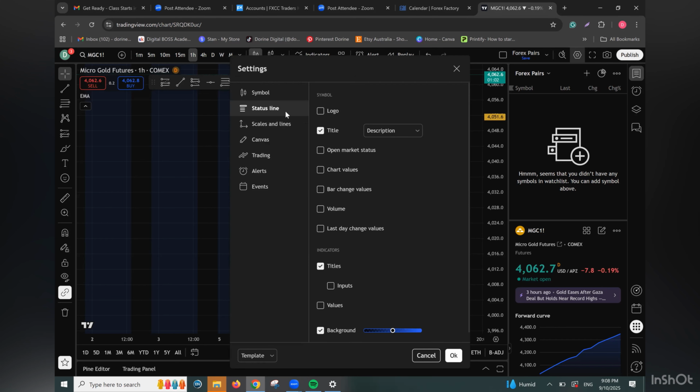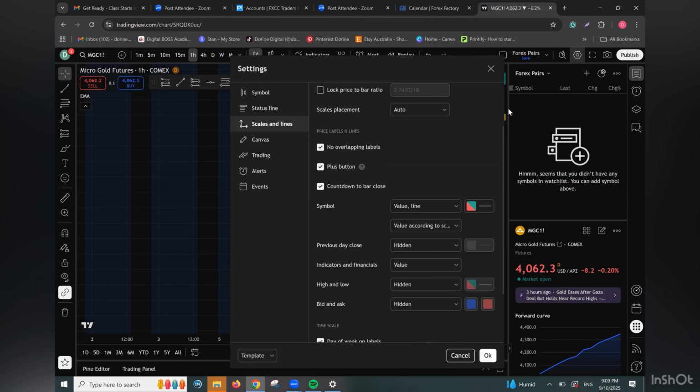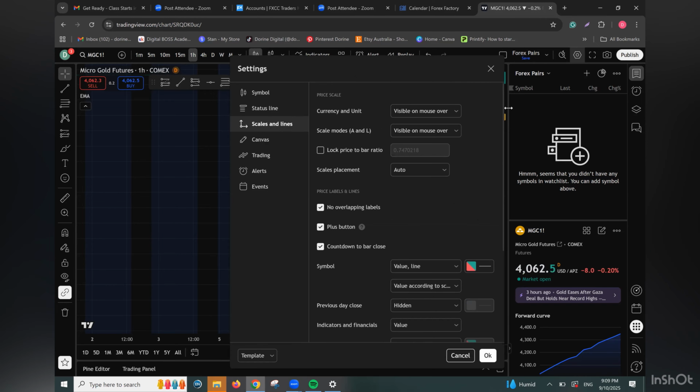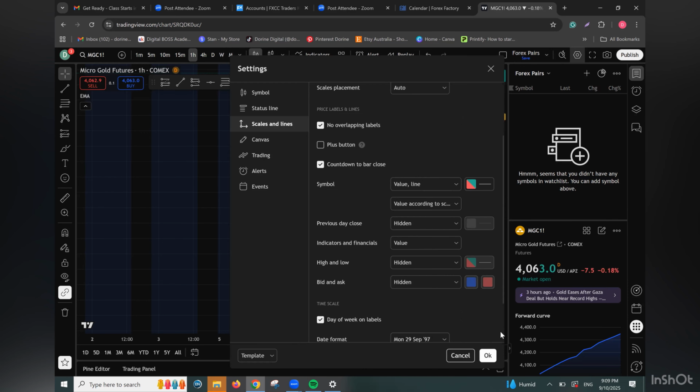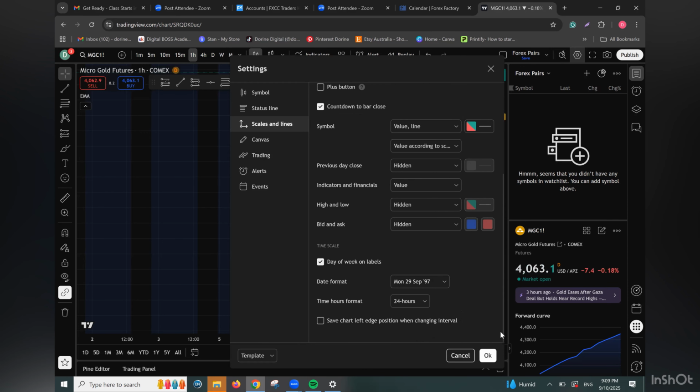So go to scales and lines. On scales, remove plus button. Perfect. That's all you should have there. Okay. Let's go to canvas.